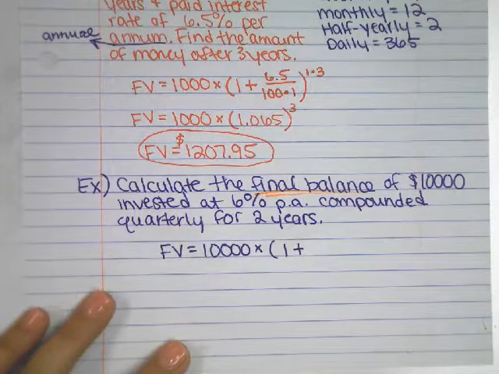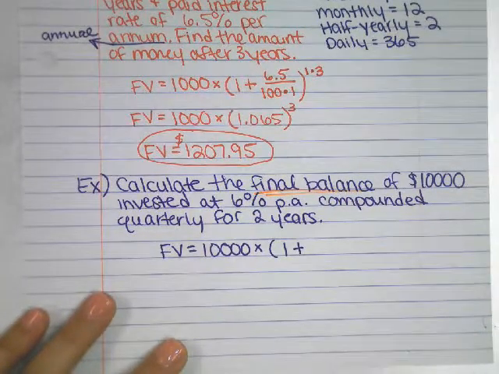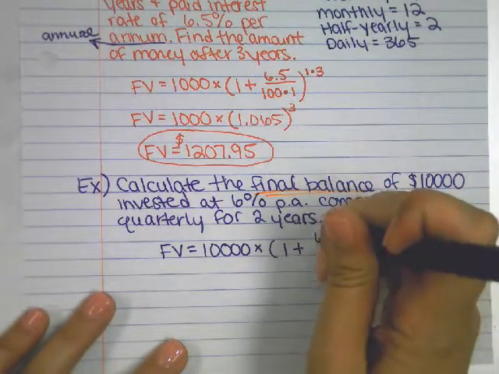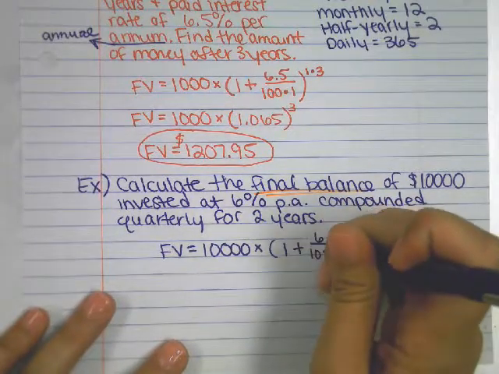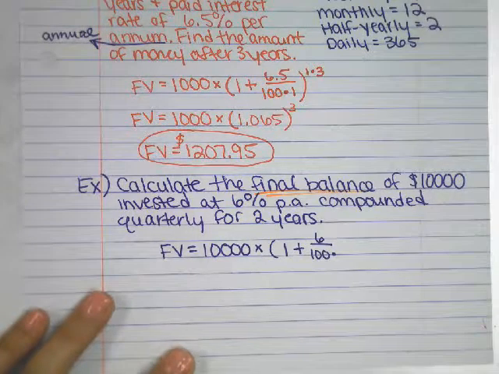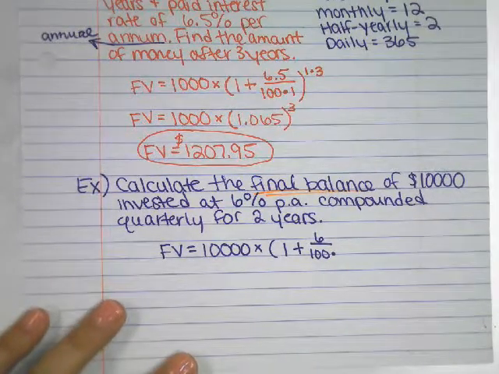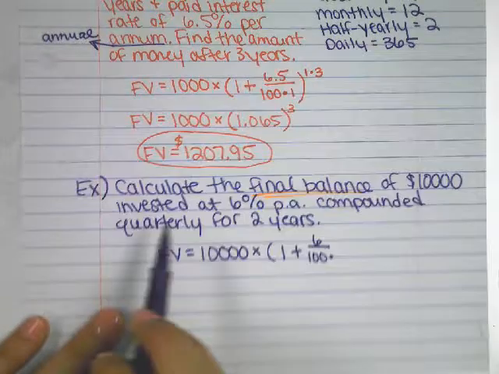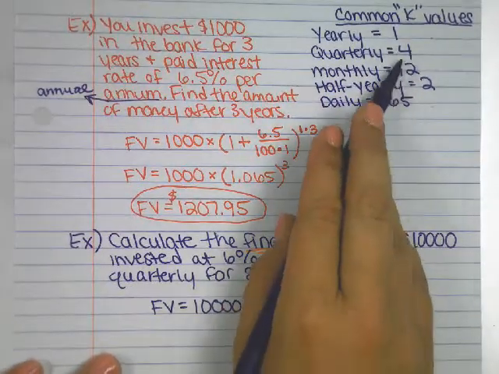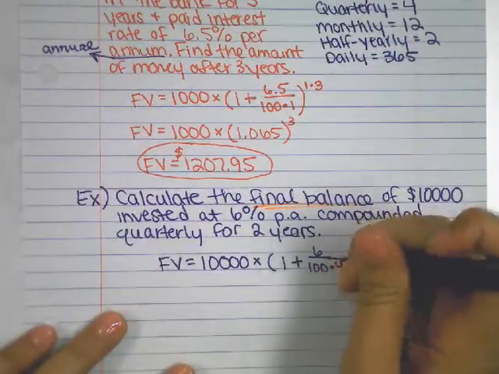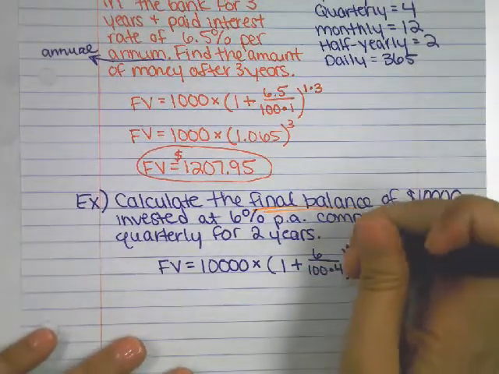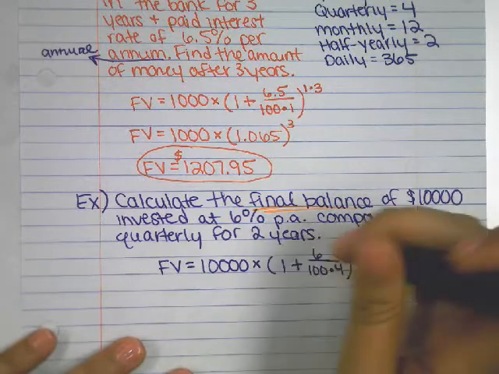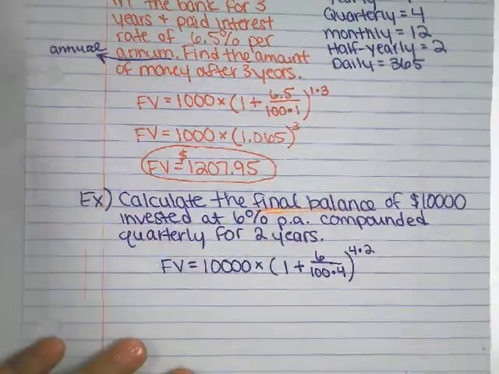Times 1 plus, I'm going to keep going back to that formula and plug in everything I know. My rate is 6%. Remember, you don't have to change it to a decimal in this formula because the 100 is already there. K is the number of times it's compounded in a year. This one says quarterly, and quarterly happens 4 times a year. To the KN, so K, we just said was 4. N is the number of years, which is 2.